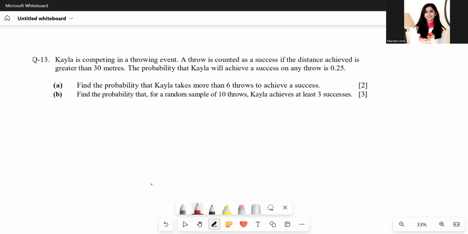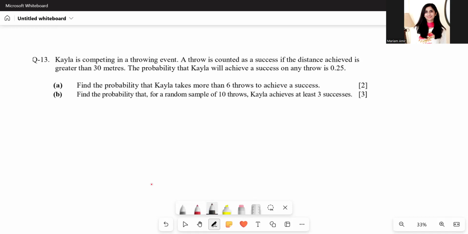Kayla is competing in a throwing event. A throw is counted as a success if the distance achieved is greater than 30 meters. Probability that Kayla will achieve a success on any throw is 0.25. Find the probability that Kayla takes more than 6 throws to achieve a success.